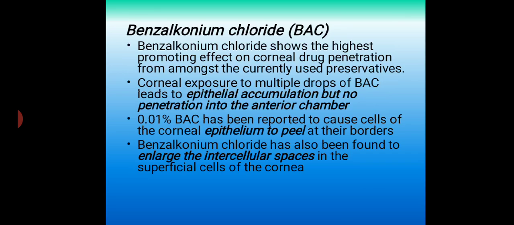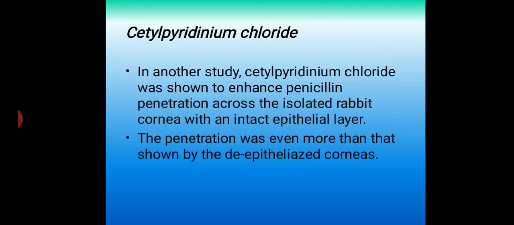But even though the benzalkonium chloride peels out the epithelium, it is not penetrating into the anterior chamber, it is accumulating only in the epithelial cells. And they found it to enlarge the intracellular spaces in the superficial cells of the cornea. So enlargement of the intracellular spaces is one of the reasons for increasing the permeability of the drug.